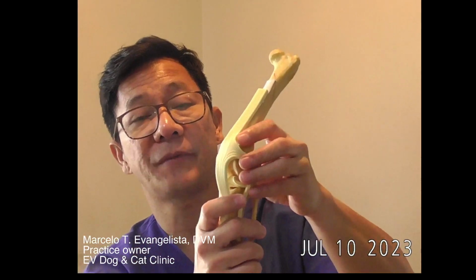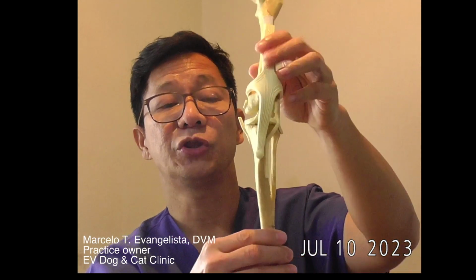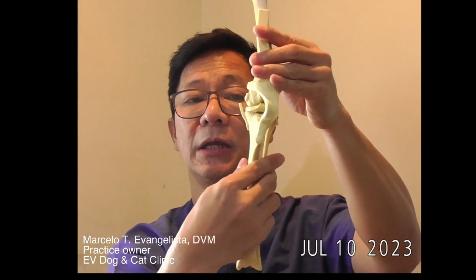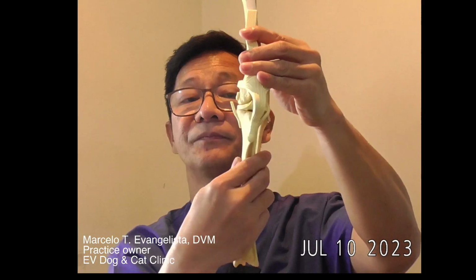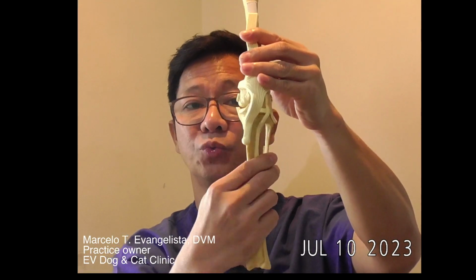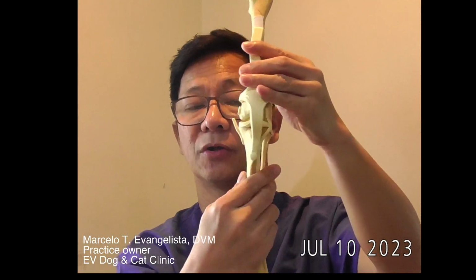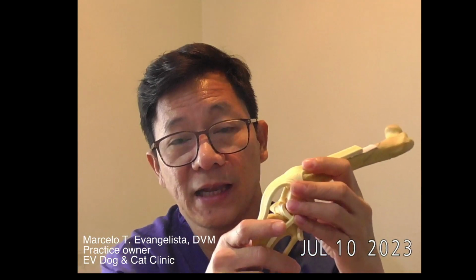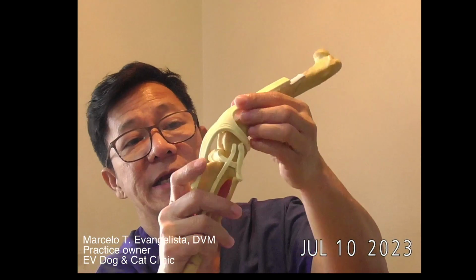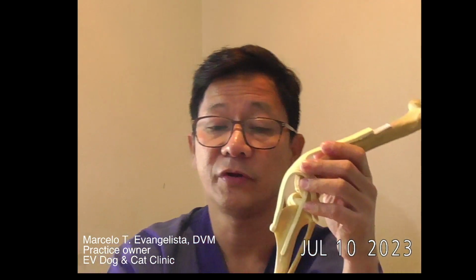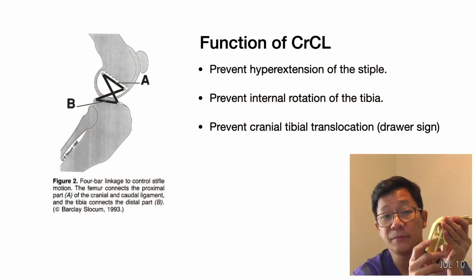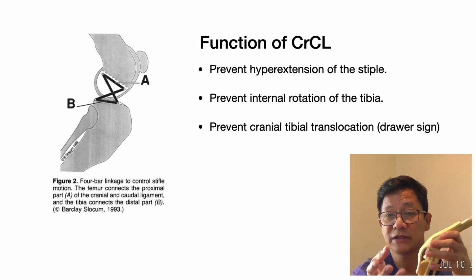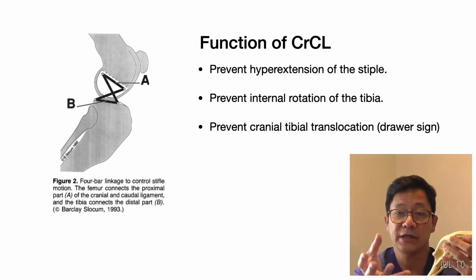Another function of cranial cruciate is to prevent internal rotation of the knee. This is the left knee. So internal rotation meaning yung tibia is moving inwards towards the side, towards the middle. Inward or internal rotation. Piniprevent din yan ng cranial cruciate. The last one, but not the least, the cranial translation of the tibia here.